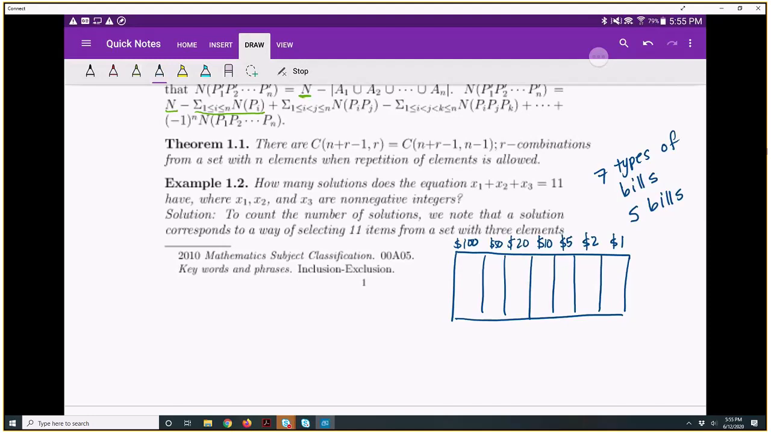So maybe I take 5 $1 bills, that's one way. Or I could take one of each of 5 different types, or I could take a mix and match. So what this really comes down to is I can think about just these bars dividing the cash register.